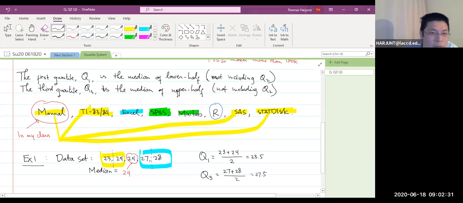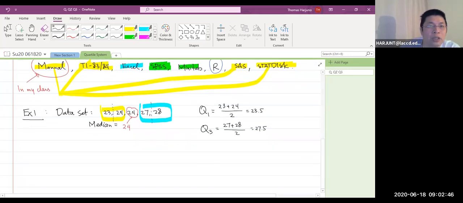Okay, so if the median is one of the data, you do not include it as part of your lower half, and you don't include it as part of your upper half. Now, what happens if your median is actually not one of the data?